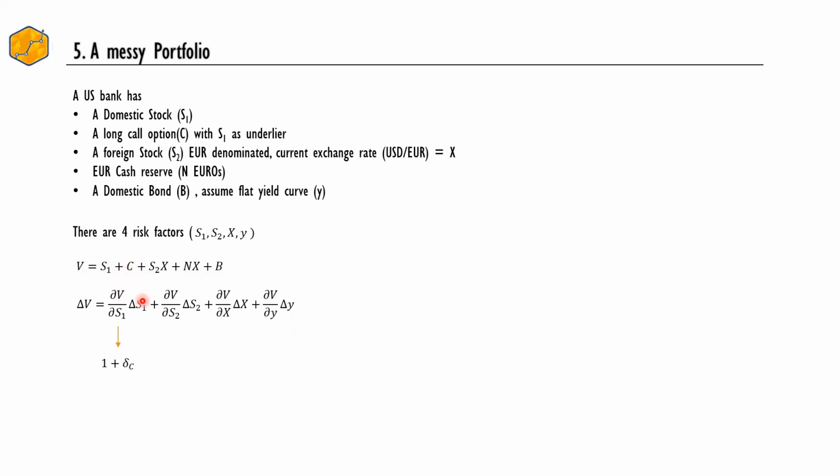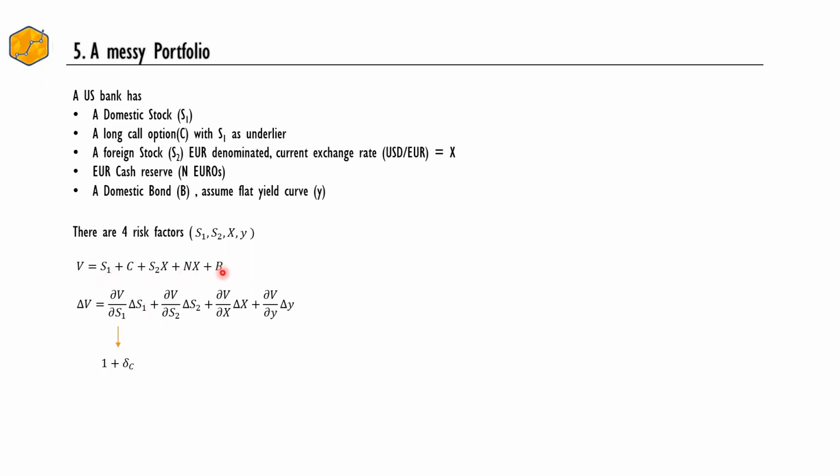Delta C by delta S1 is the delta of the call option. Change in value of the call price with respect to change in underlier, which is S1, that is the delta of the call option. Here, in the last three terms, there is no S1. Okay, so these are all just constants with respect to S1. So we get 1 plus delta of the call option, whatever it is, 0.5, 0.3, 0.9, we don't know. Bank will know. Okay. Delta V by delta S2. Who can tell me what is the value of this? Take a guess.